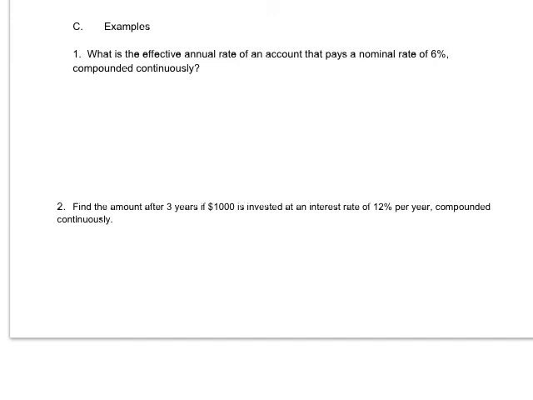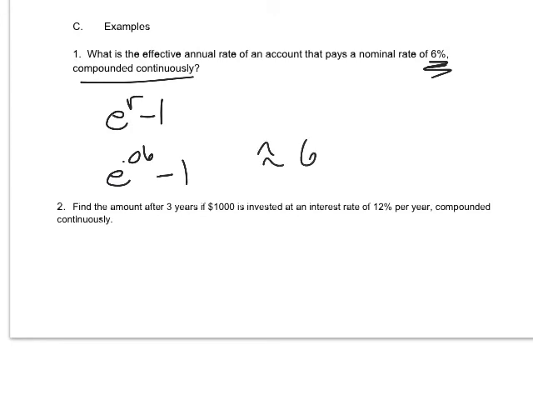So a couple final examples here. What is the effective annual rate of an account that pays a nominal rate of 6%, compounded continuously? Well, e to the r minus 1. That's the effective rate. So e to the 0.06 minus 1. It's going to be approximately 6.2%. Again, if I'm compounding every second of every day, instantaneously, my effective rate should be just a tiny bit bigger than my annual rate because I'm earning more interest on interest.